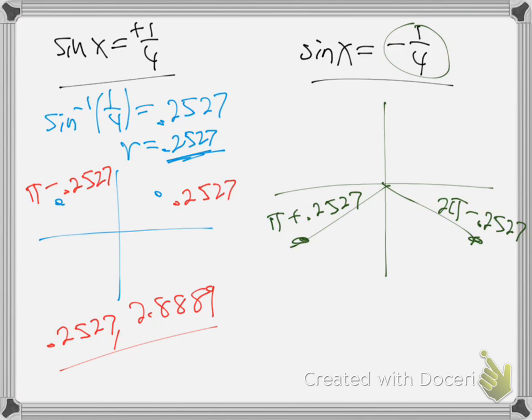I'm getting 3.3943. And then 2 times pi. 2 pi minus 0.2527. I'm getting 6.0305. There's my 4 answers. How we doing?